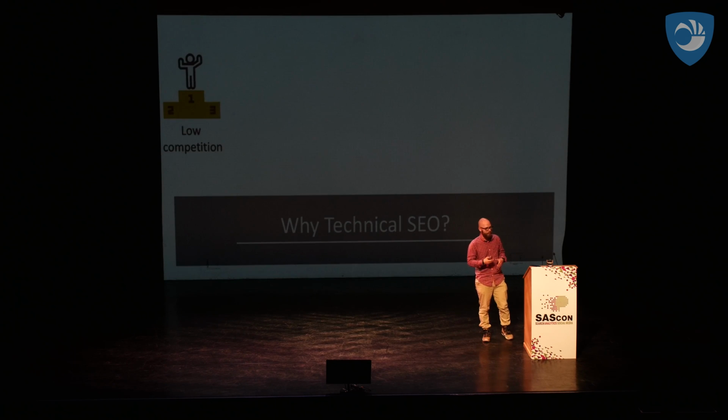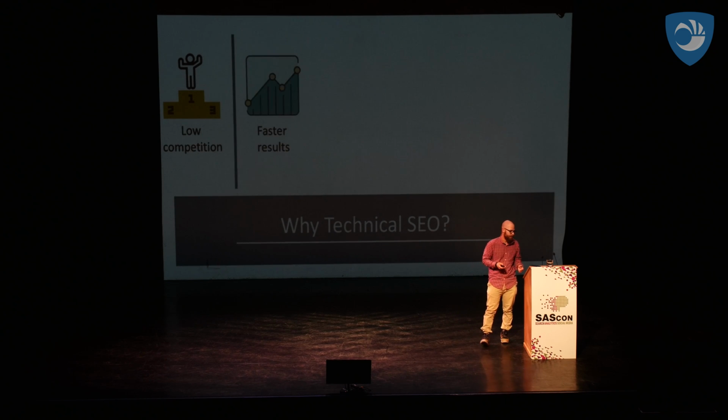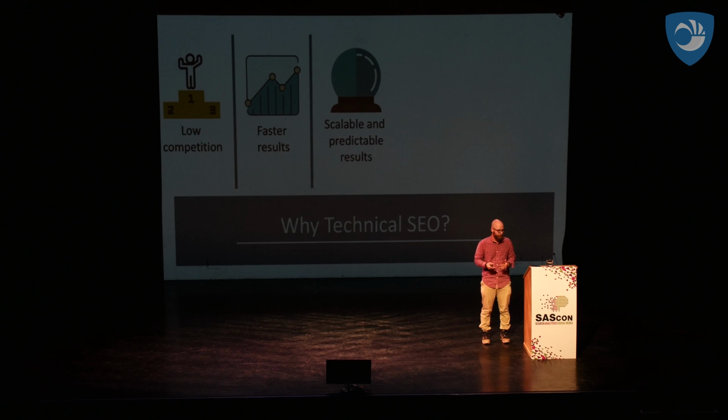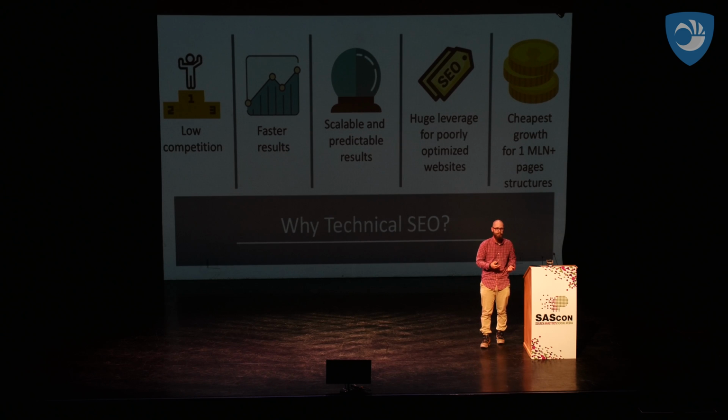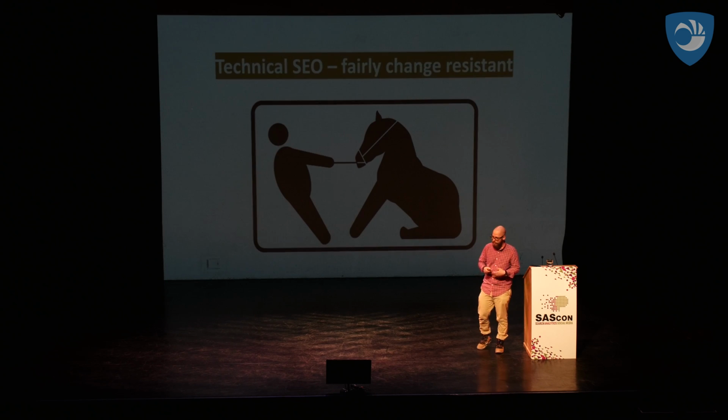So why technical SEO? It's fairly low competition. There are not too many good technical SEOs out there, so it's a good niche. Because of that, you get faster results. With technical SEO, we see results within 2 to 4 weeks, even after implementing the changes. Results are scalable and predictable, especially if your website is crappy. And that's the cheapest growth for very large websites. But what's most important for us is technical is fairly change resistant. So whatever Google is going to do, if you invest in technical SEO, that's a good way to go.